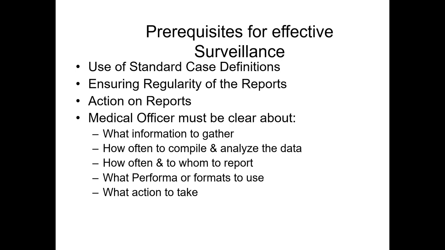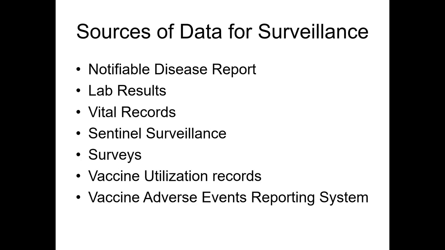Ensuring regularity of the reports, and action taken on the reports. The medical officer must be clear about what information to gather, how to compile and analyze the data, how often and whom to report to, what proforma or formats to use, and what action to take. Sources of data for surveillance: notifiable disease report, lab result, vital records, sentinel surveillance data, surveys, vaccine utilization records, vaccine adverse event reporting system.